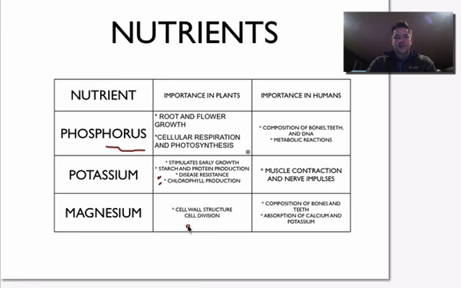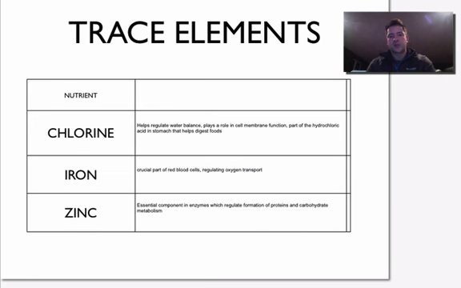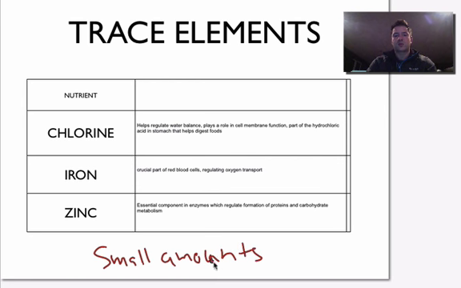Magnesium in plants, again, helps cell wall structure and cell division, whereas in humans, it's again the composition of bones and teeth, and then absorption of calcium and potassium. So it actually helps aid the absorption of some other crucial elements within our body. And then, those are macronutrients in large amounts, but then it leads us to trace elements, which are in small amounts. Okay, so we don't need large quantities of these.